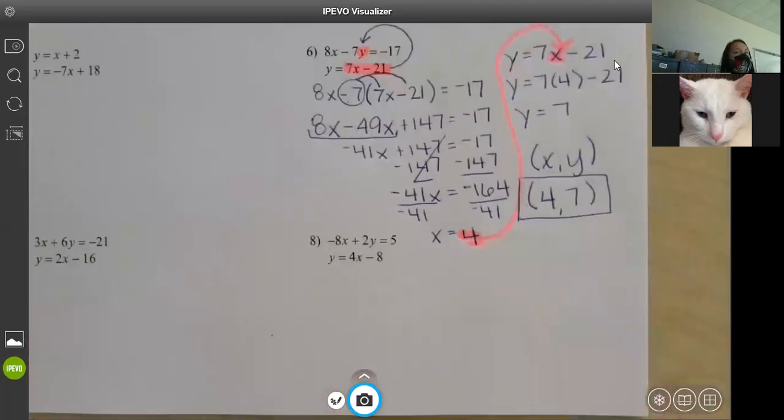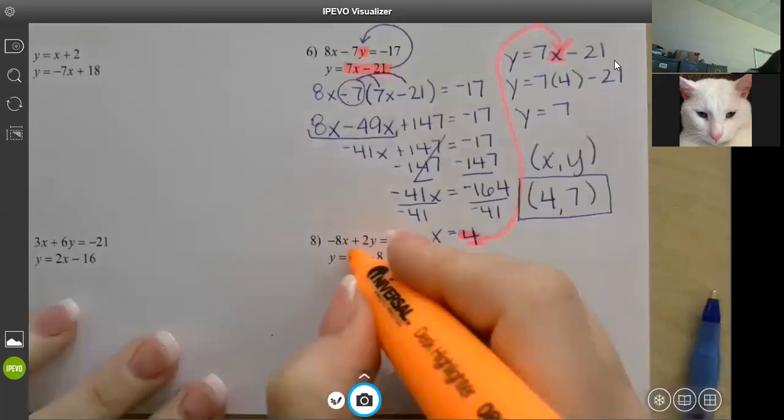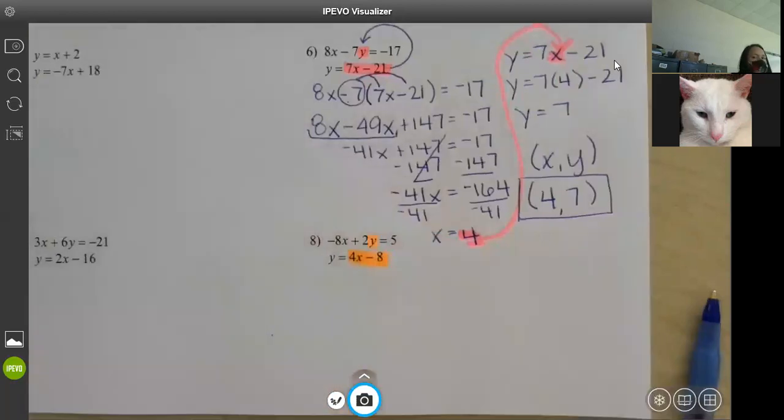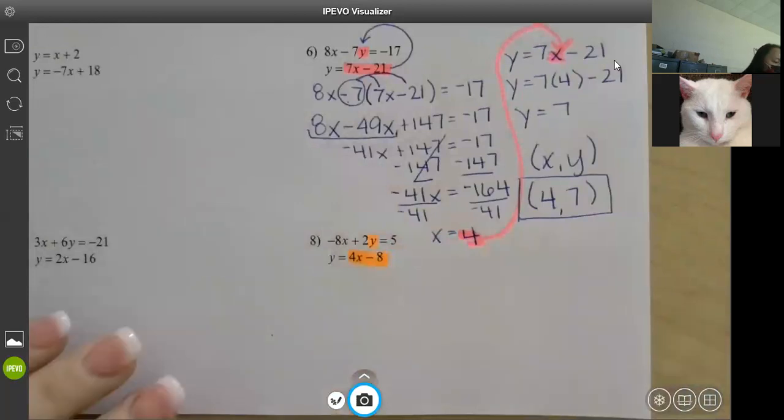All right, I'm going to move to number 8 so that I can leave number 6 on the screen while we do number 8, just in case you need to look back at it, okay? So this time, here's our Y equals that we're going to replace Y with. Okay, we're going to replace it.